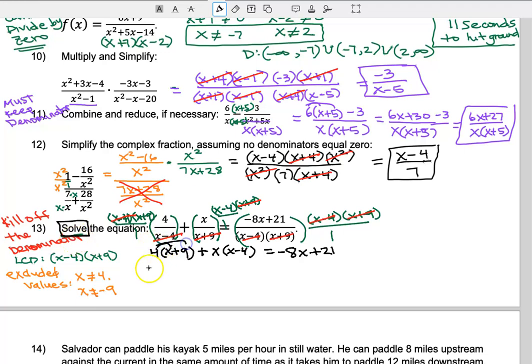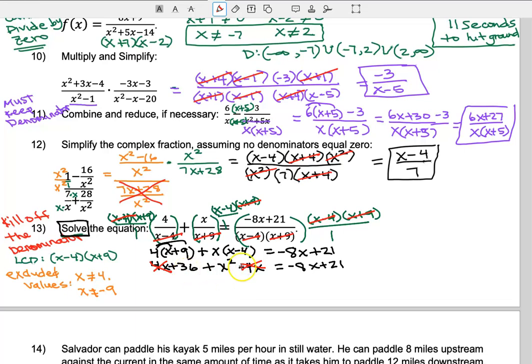So let's distribute through: 4x plus 36. And here when I distribute the x through, I get x squared minus 4x equals -8x plus 21. And again on this one, I've got an x squared term. So remember that means I'm going to be moving everything over to one side and putting the other side equal to 0. But let's first get some like terms together on here, because I see that I have a 4x and a minus 4x, and those are actually going to 0 out.